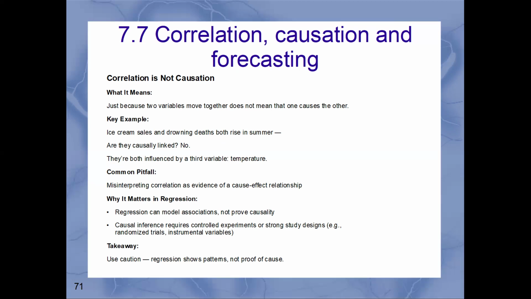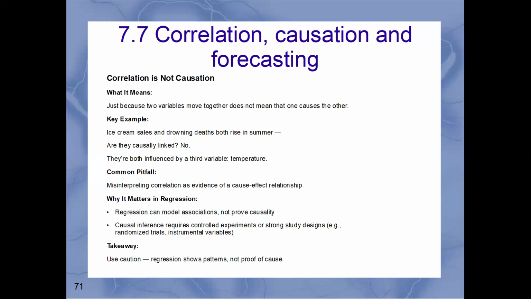So a common pitfall is misinterpreting correlation as evidence for a cause-effect relationship. And this happens a lot in science, right? But that's why we have peer-reviewed journals for people to look at the data and make sure that this isn't going on. So why it matters in regression is that regression can model associations and not prove causality.